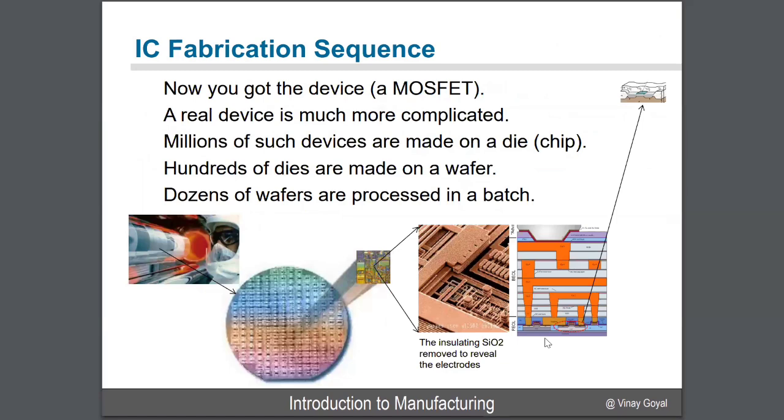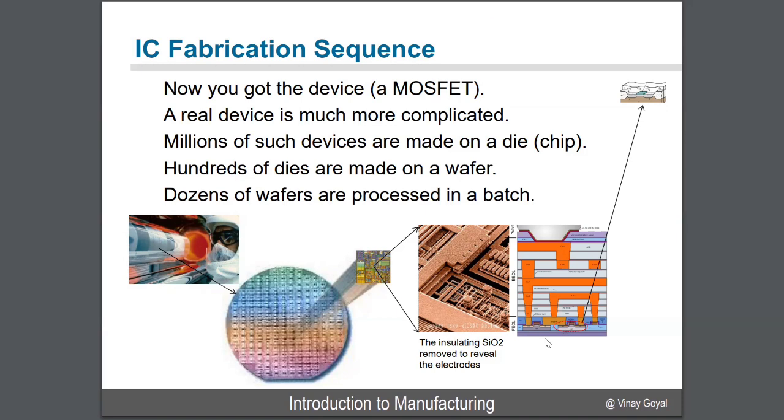And now we have the device that you may have heard of, called the metal oxide semiconductor field effect transistor. That's why it's called MOSFET. The real device is a lot more complicated than what I showed, but this is to give you an overview. And you need millions of these devices to be able to make a chip.